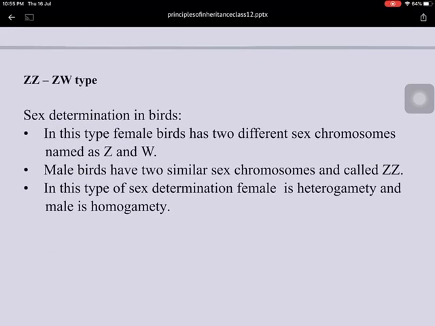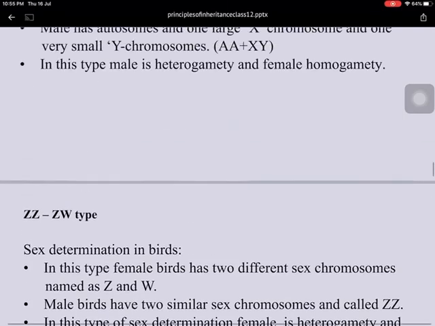Third type is ZZ-ZW type. ZZ means homozygous. So here male is homogametic and ZW is heterogametic. In the case of birds, the female has two different types of sex chromosomes, named the ZW system, and the male bird has two similar sex chromosomes, called the ZZ system. So in this type of determination, female is heterogametic and male is homogametic.